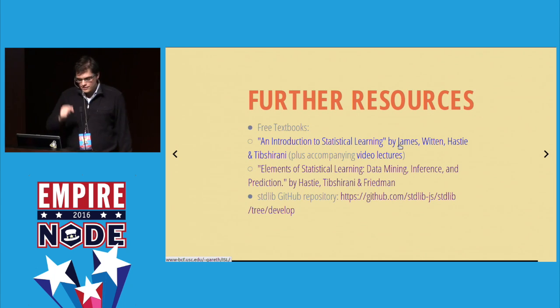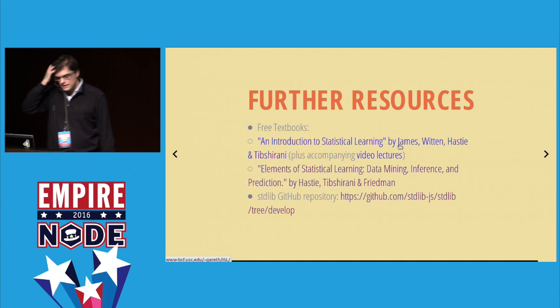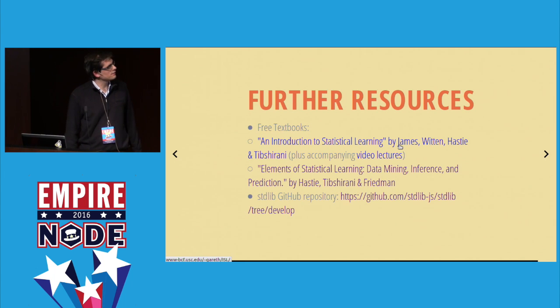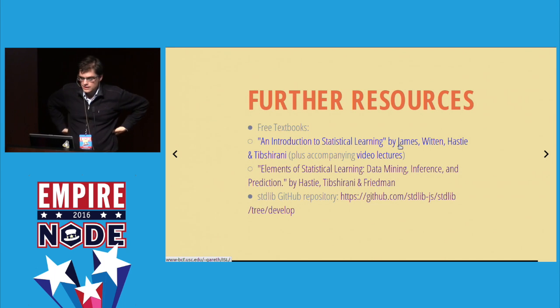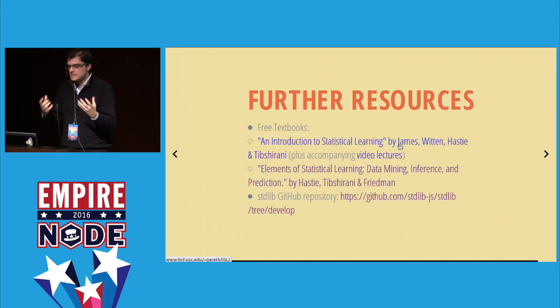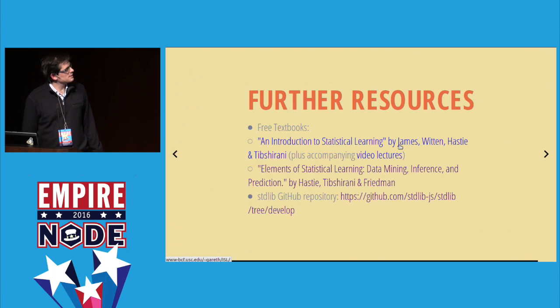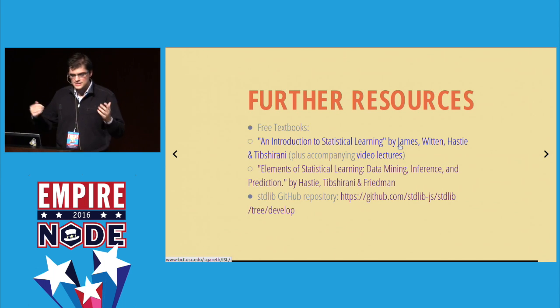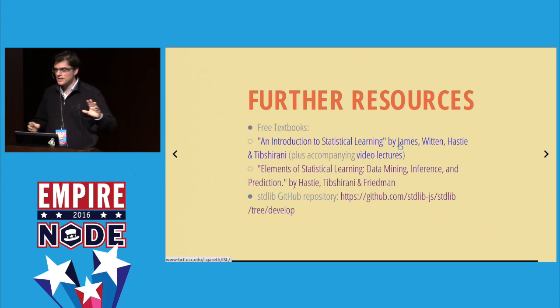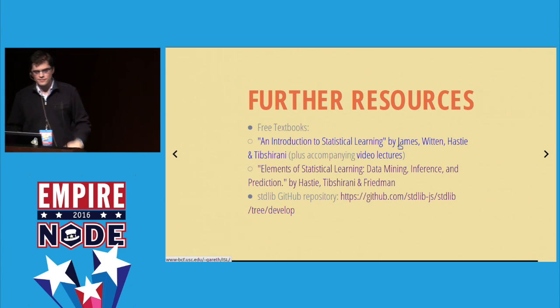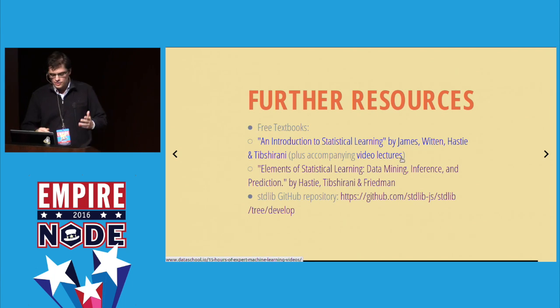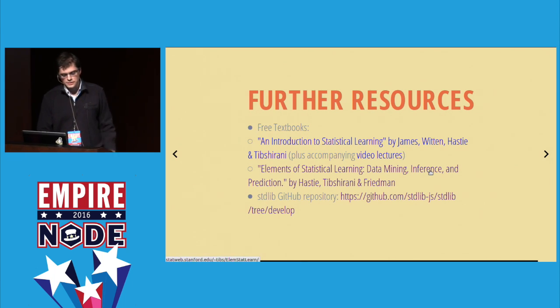I do have some further resources for reading. There are some free textbooks that I can recommend, written by some professors at Stanford, Tibshirani, Hastie and others. The first one is An Introduction to Statistical Learning, which is a more hands-on book that teaches R. But there's no reason to be afraid, R is actually pretty similar. R is the statistical language that all statisticians use, but it's pretty similar to JavaScript in the sense that it also has C-style syntax. It also has functional roots, so you have first-class functions, etc. They also have accompanying lecture notes, which might be useful.